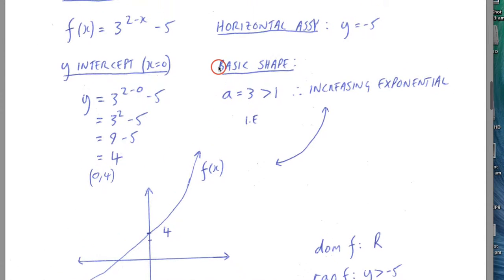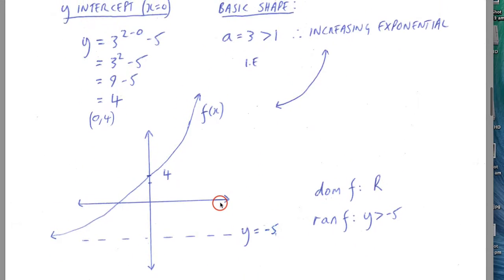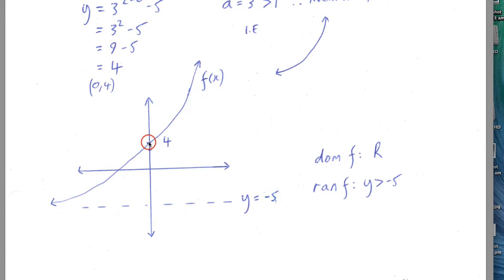Y-intercept, simply sub in x equaling 0, and this will produce (0, 4). Our basic shape, we recognise that the base of this exponential function is 3, so a equals 3. This is greater than 1, therefore we're dealing with an increasing exponential. And there's the basic shape of the curve there. If we look at the sketch, we have our y-intercept, we have the horizontal asymptote y equals negative 5, and we're looking at the curve, which is an increasing one, of course. Our domain for this is x can be an element of R, or the set of all real numbers. Our range is y being greater than negative 5.